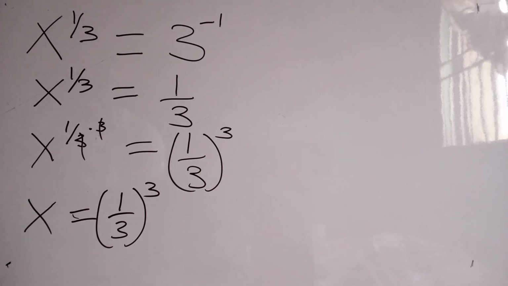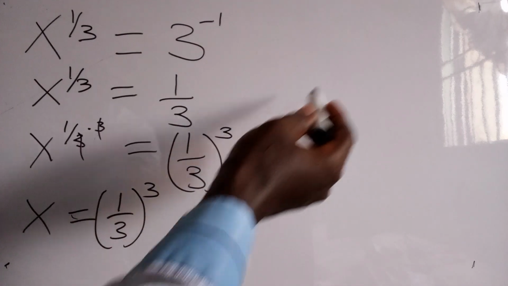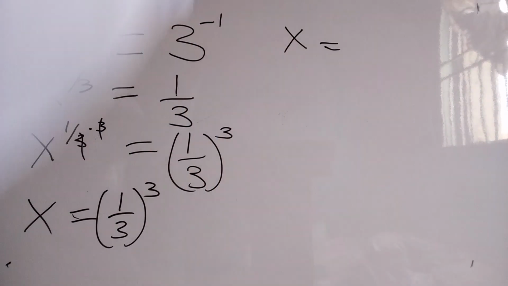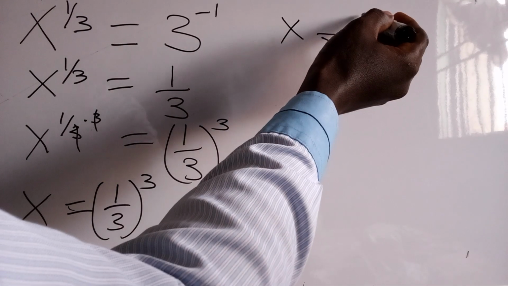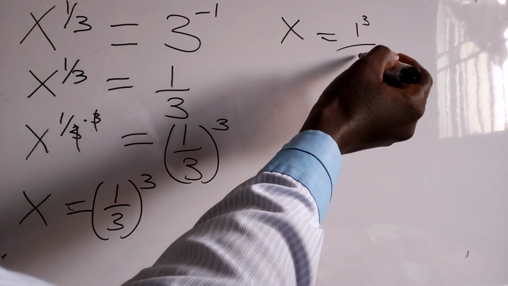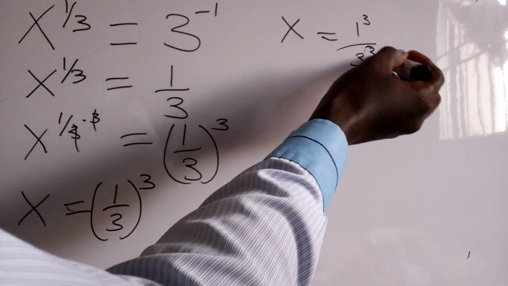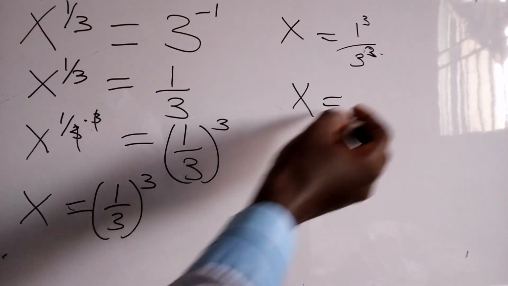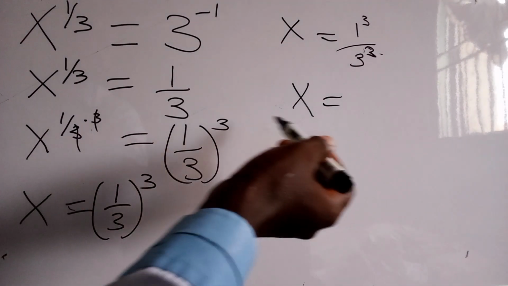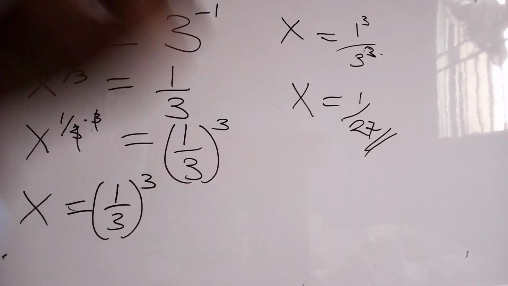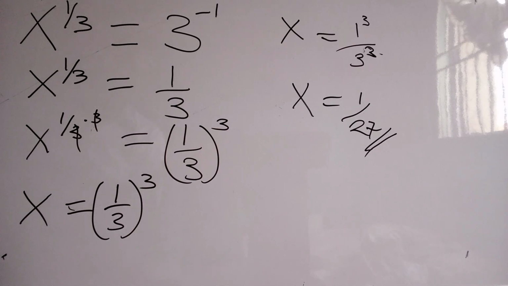To open this bracket is also the same as writing x equals 1 raised to power 3 all over 3 raised to power 3. So our x is now equal to 1 all over 27. So in this case, our x equals 1 all over 27.